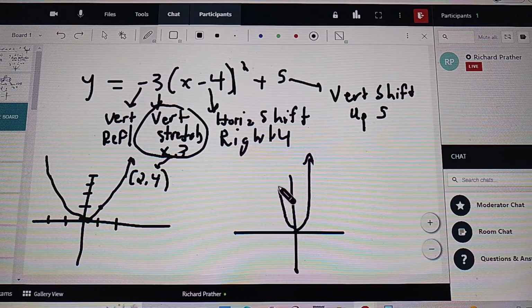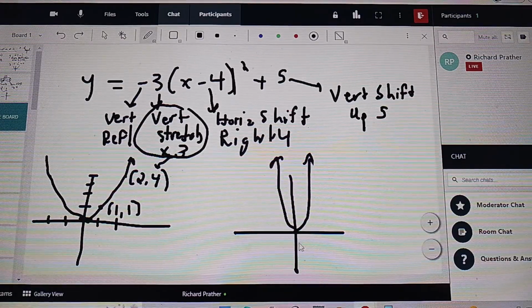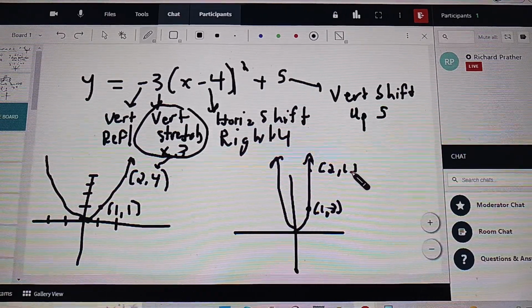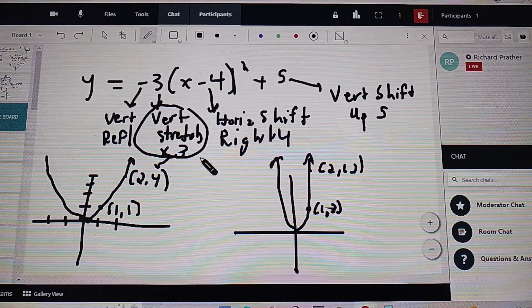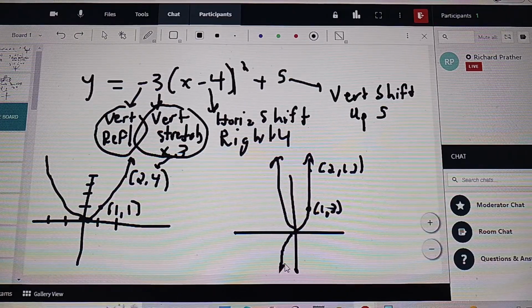That's what a vertical stretching does. And even the 1, 1, you would multiply the y coordinate by 3. That would give you 1, 3. So you'd be going through 1, 3 instead of 1, 1. And then you'd be going through 2, 12 instead of 2, 4. So it just pulls it up really fast. That's what the vertical stretch does. The vertical reflection, you would flip it upside down then. And then shift it right 4 and up 5. So right 4, up 5. And it would be a real thin upside down parabola over there somewhere.